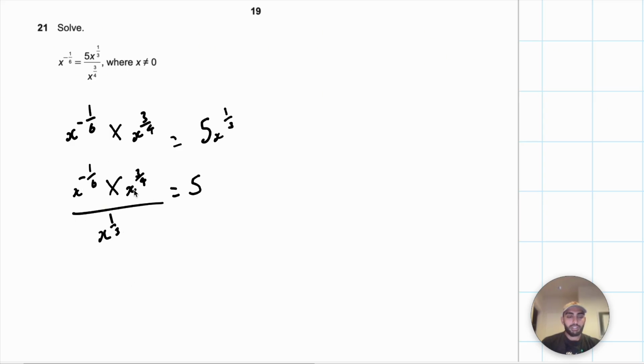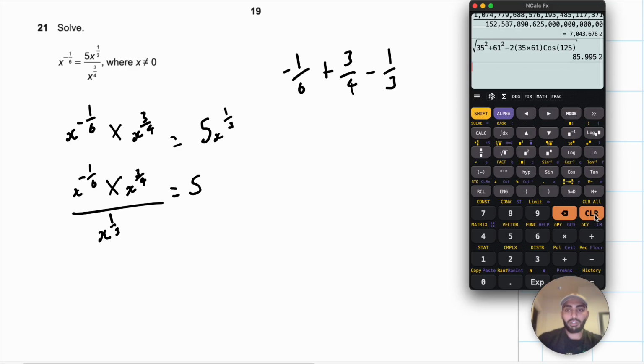There's two rules that we need to remember here. When we're multiplying and we have the same base, we add the powers together, and if we're dividing and we have the same base, we take them away. So what I'm really doing is negative 1/6 plus 3/4 take away 1/3. So I'm going to put this into my calculator to save me some time. So I've got negative 1/6 plus 3/4 minus 1/3, which is 1/4.